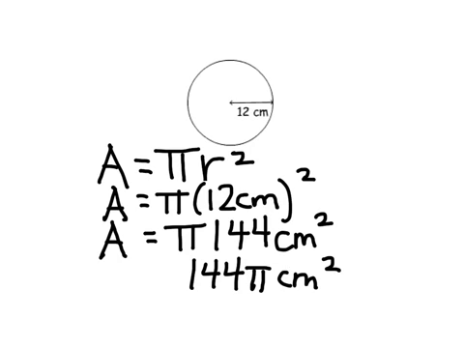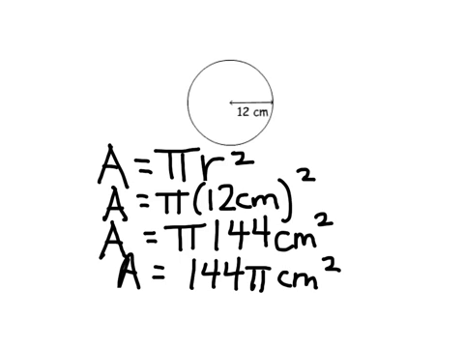All right, so let's go ahead and round off our answer to the nearest tenth. So I want you to take your calculator. I want you to take 144 and then multiply by 3.14. And this will be our approximate answer, and we'll round it off to the nearest tenth.